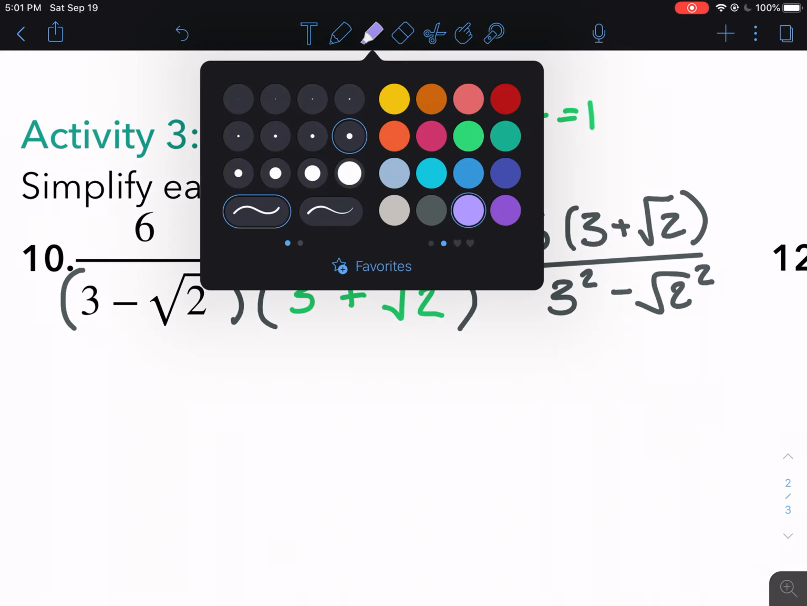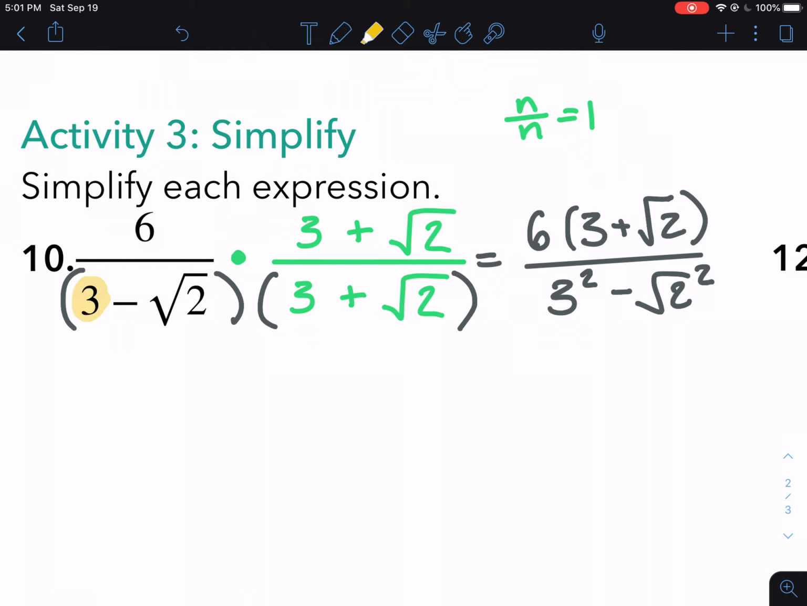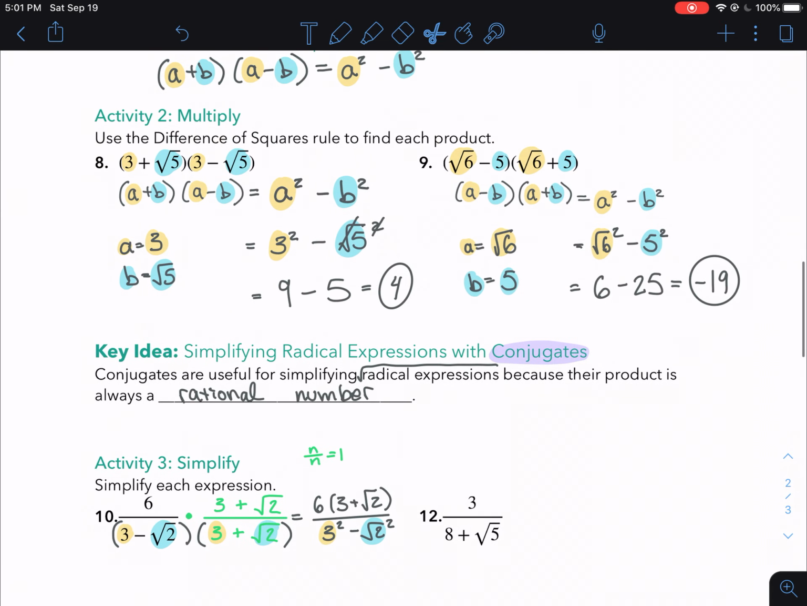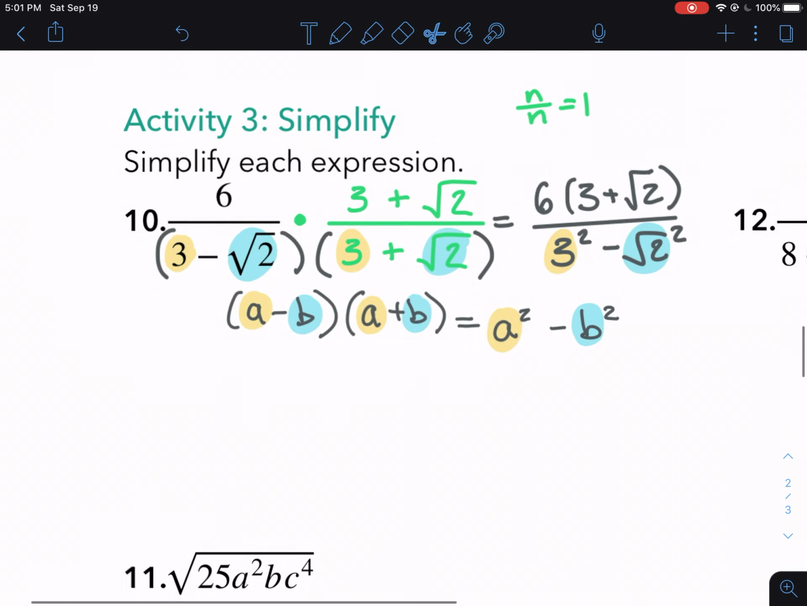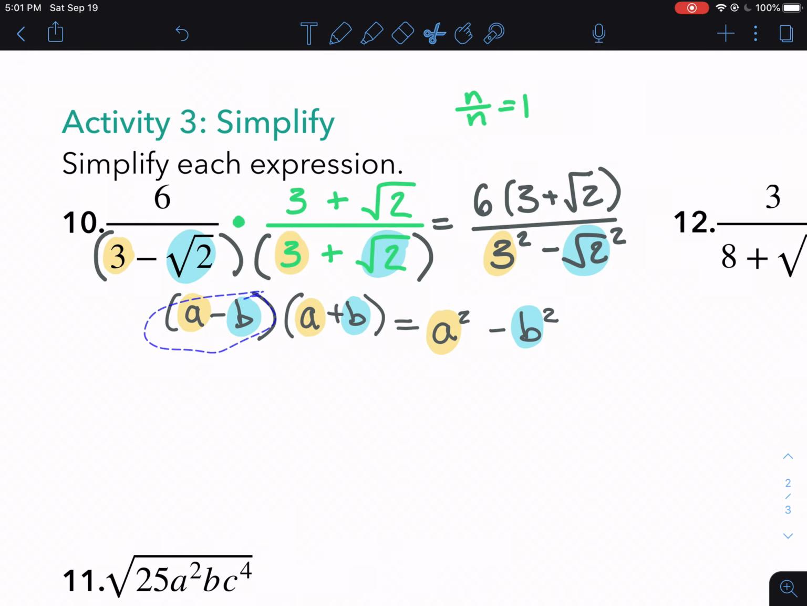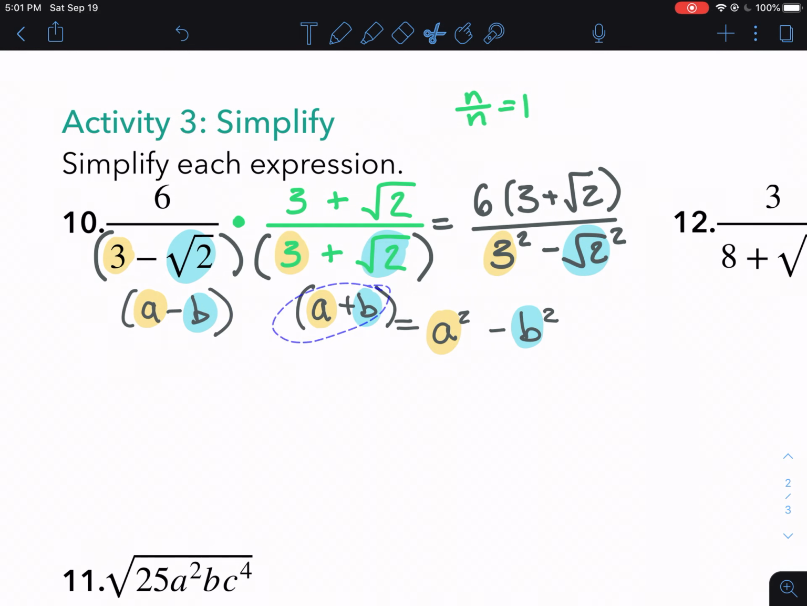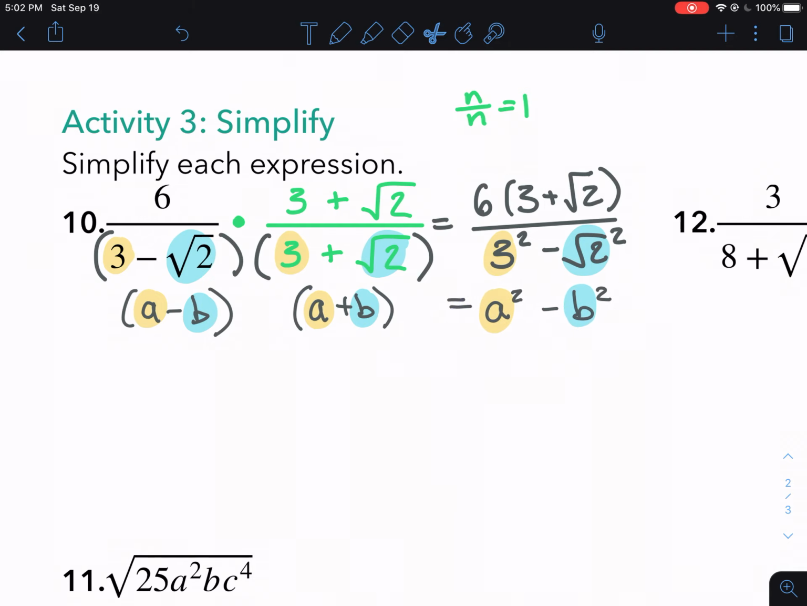Sweetums. In case you like colors to help you, our A term here is 3, and our B term here is rad 2. So we followed our pattern. I'll bring it down again so you can see it. So we're following this exact same pattern. We have minus and plus, so that equals the difference of their squares.